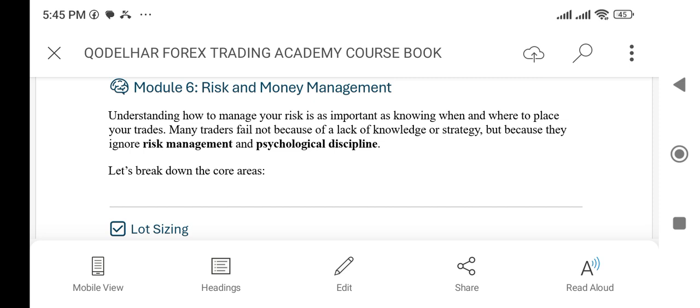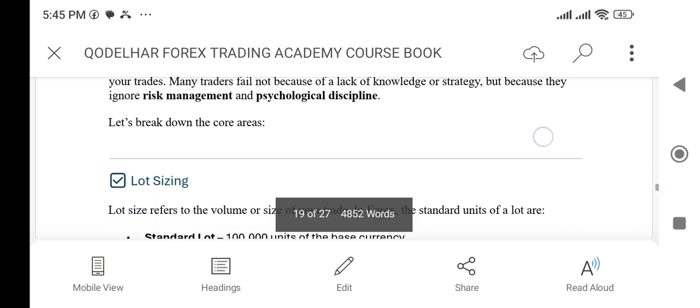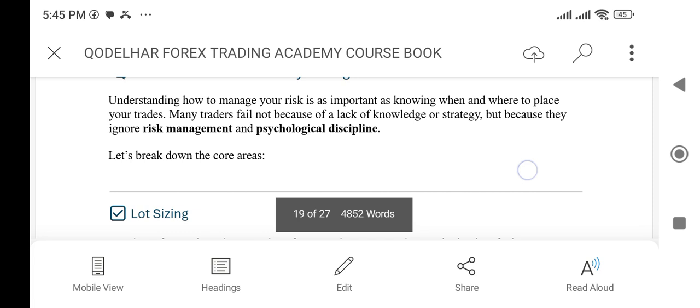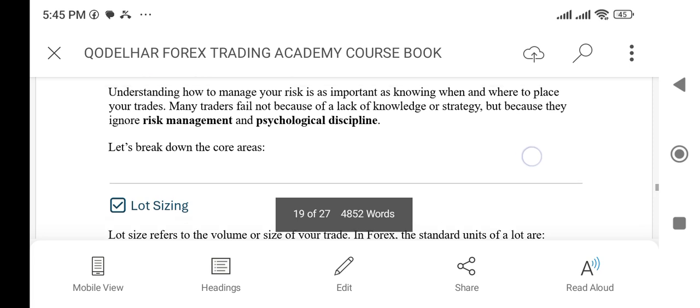So how do traders fail? They ignore a lot of things. It's not because they lack knowledge, but they ignore their risk management and psychological discipline. But when you have discipline, you should know at what point, what position, and what place you are going to enter the trades. So let's break it down.